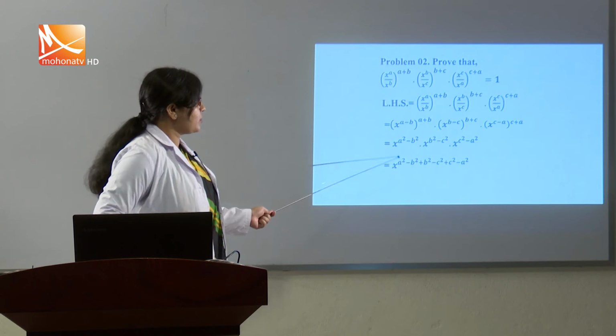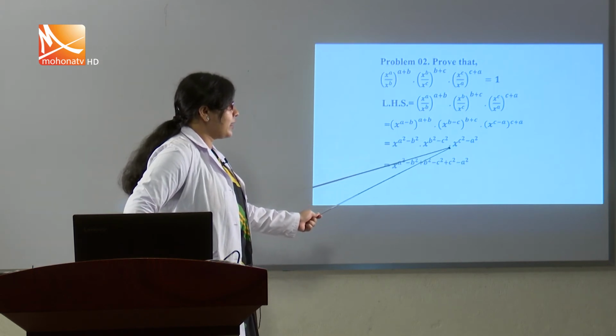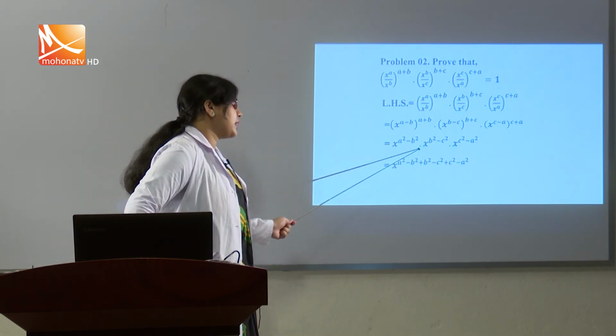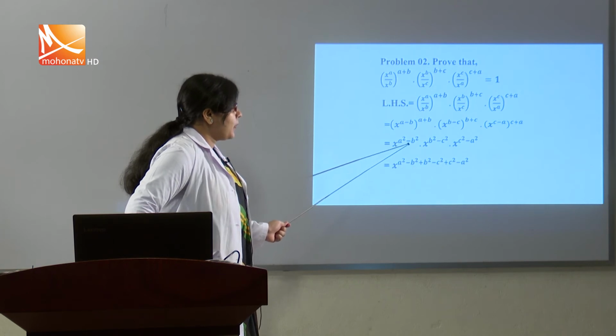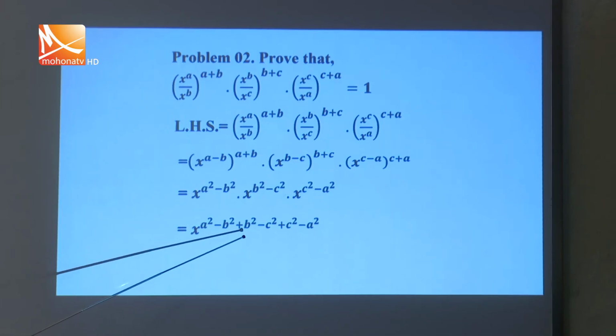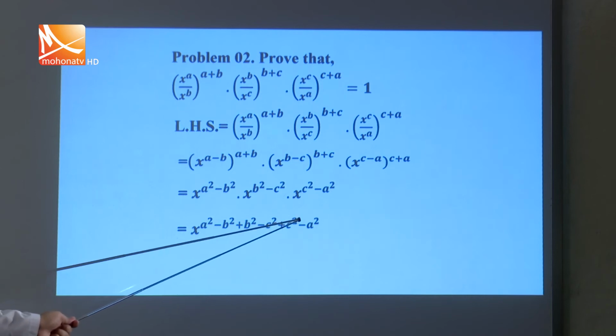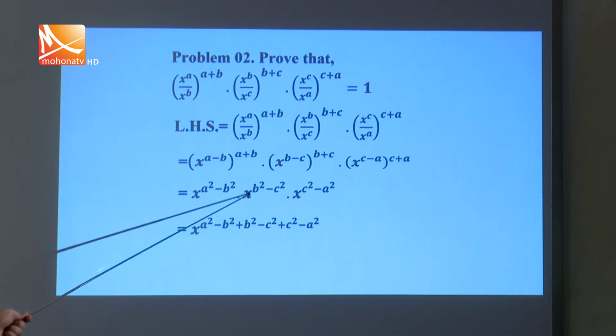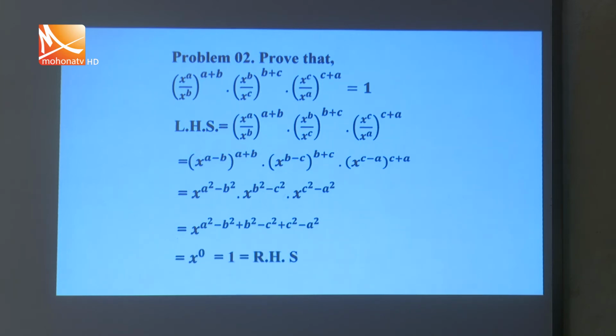Since the bases are equal here, x, and there are multiplication signs among them, we can definitely add their powers, that is a square minus b square plus b square minus c square plus c square minus a square. If we cancel them out, you will get x to the power 0, which is equal to 1, and this is equal to the right hand side.